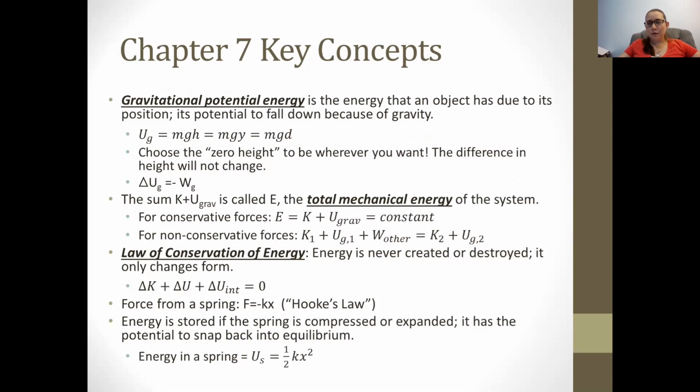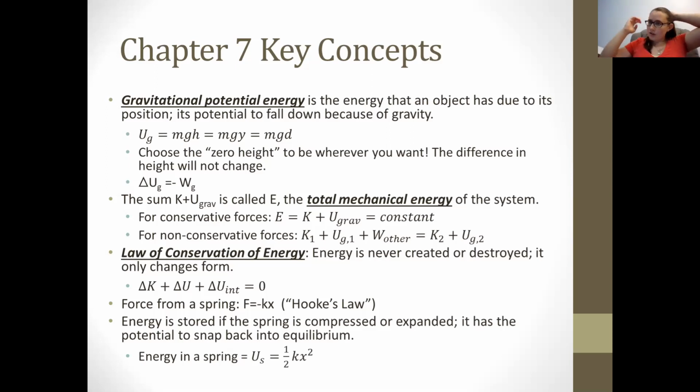Chapter 7, more forms of energy. We talked about gravitational potential energy, or the energy that something has due to its position. So when something is raised up above the ground, it has the potential to fall back down to the ground because of gravity. Again, this equation only pertains to situations close to the surface of Earth, so within our atmosphere, for example.